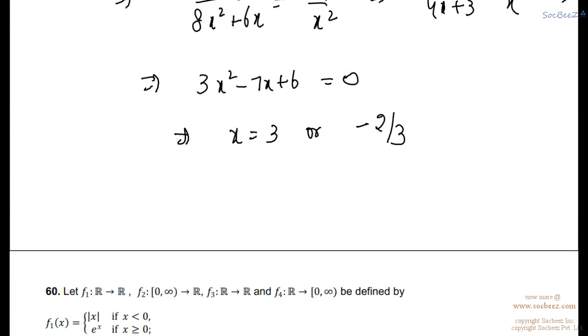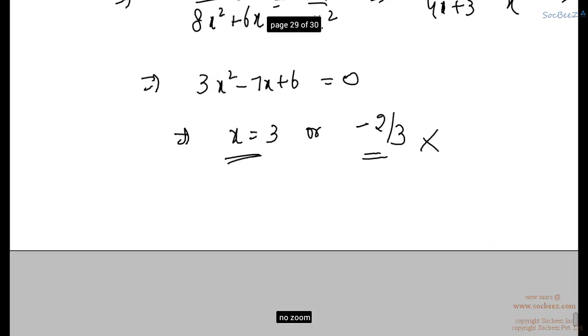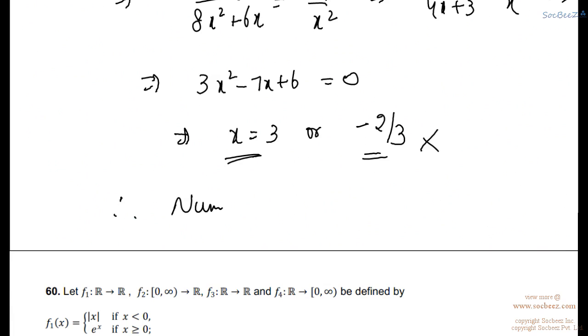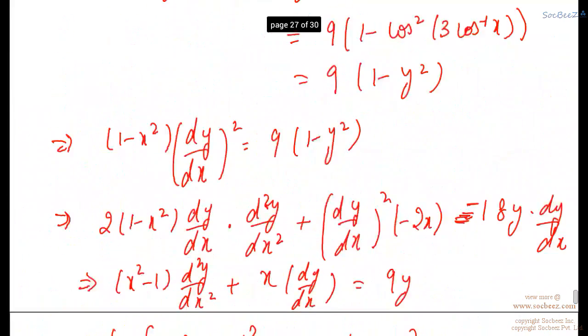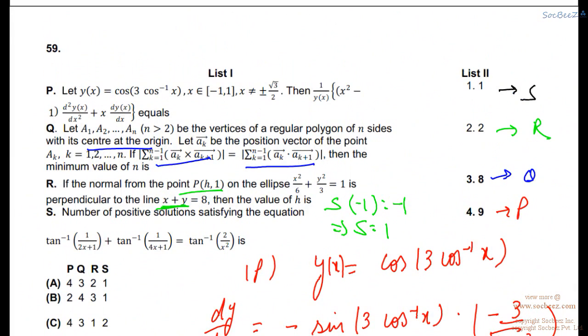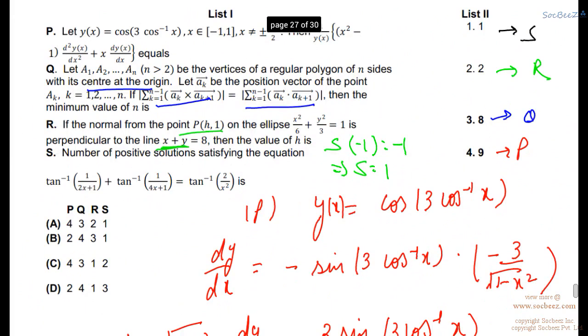Since the positive solution is 3 and the other is negative, it is discarded. So here the number of positive solutions equals 1. So the correct answer in this case is 1, which corresponds to S. So the correct option is 4, 3, 2, 1. So the correct option is option A. Okay.